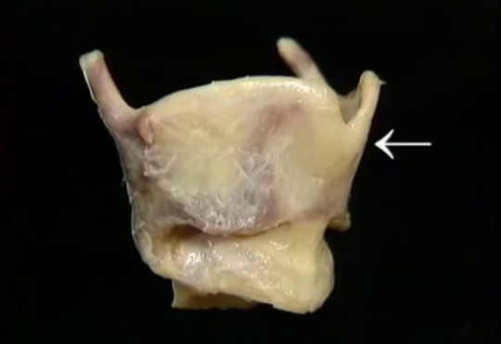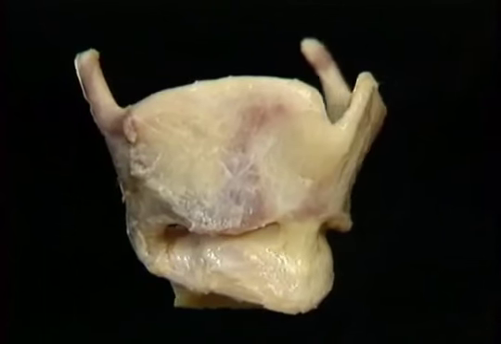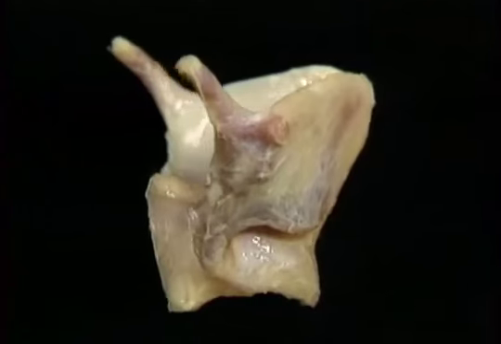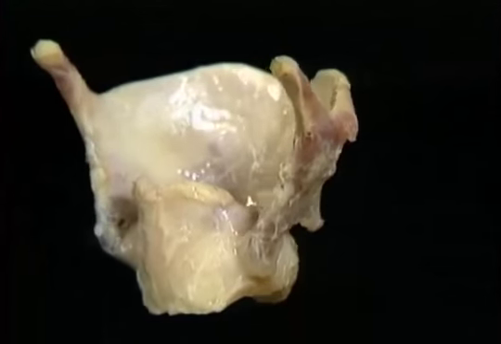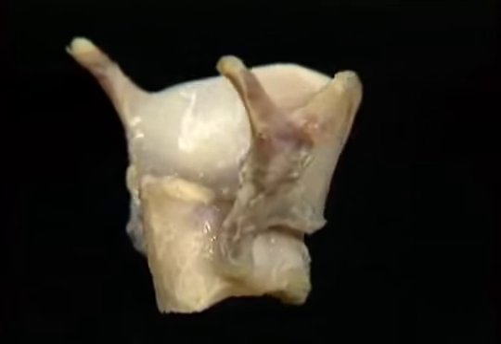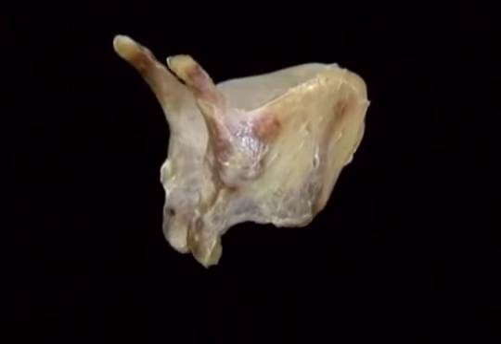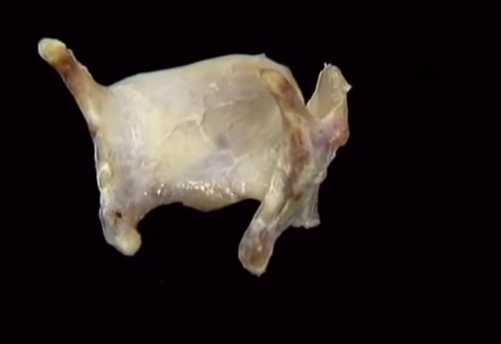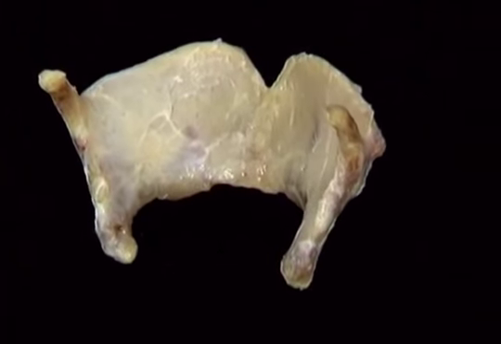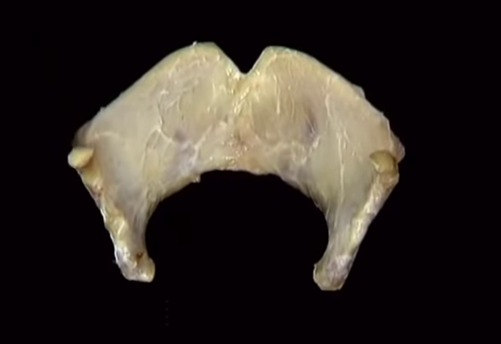Here are the thyroid cartilage and the cricoid cartilage together. The cricoid cartilage is partly enclosed by the larger thyroid cartilage. We'll look at the thyroid cartilage first. The thyroid cartilage consists of two slightly curved plates, the laminae. The laminae are joined together in front.